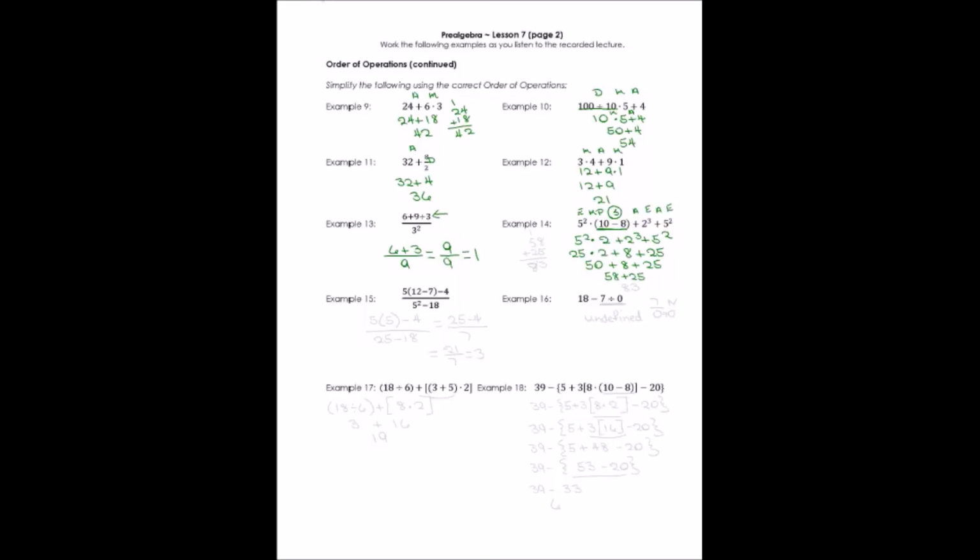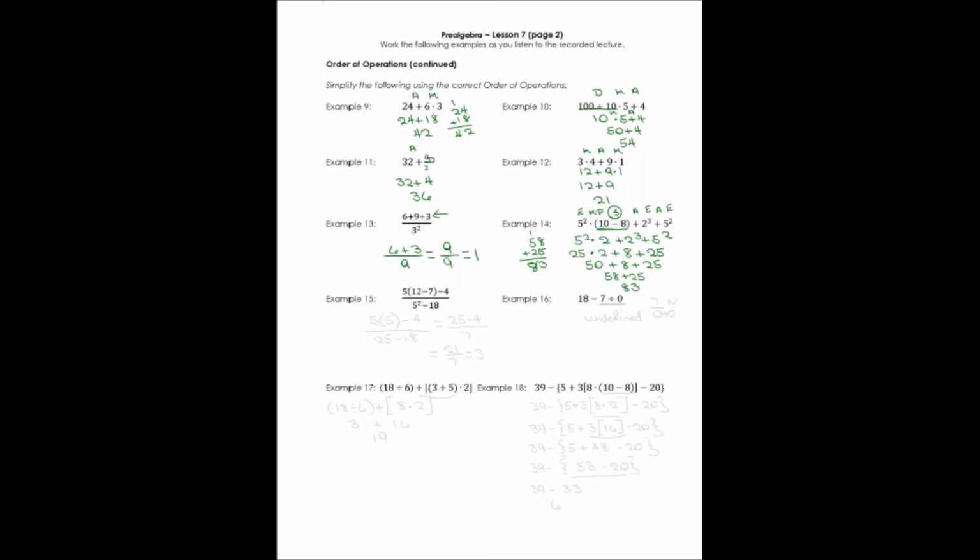And once again, I might need to come over here and write them vertically so that I can add without making a mistake. 8 plus 5 is 13, carry my 1. 5 and 1 is 6, plus 2 is 8. And so the answer is 83.